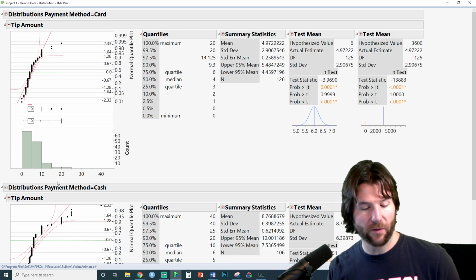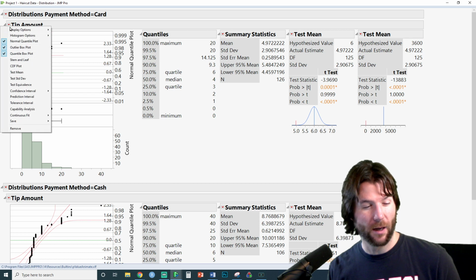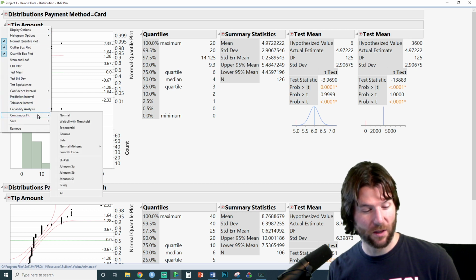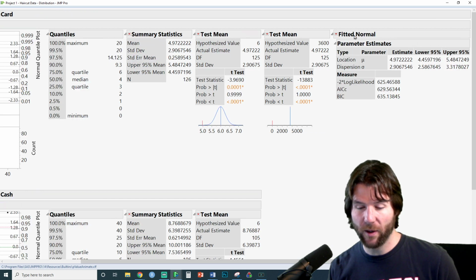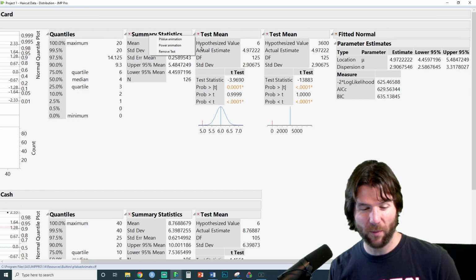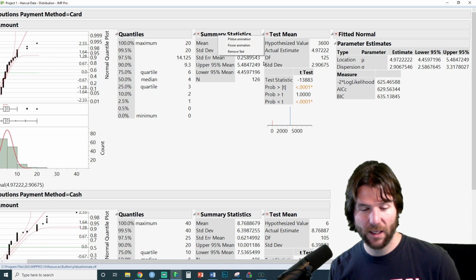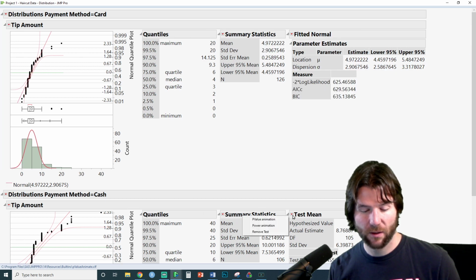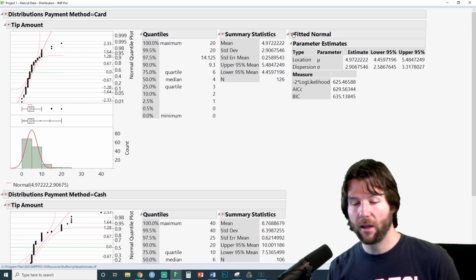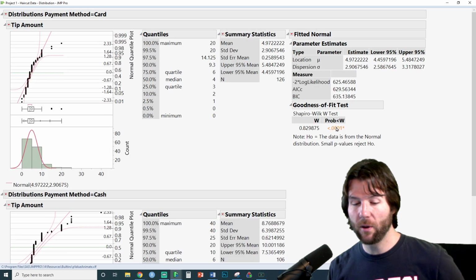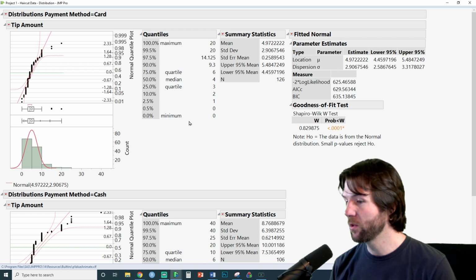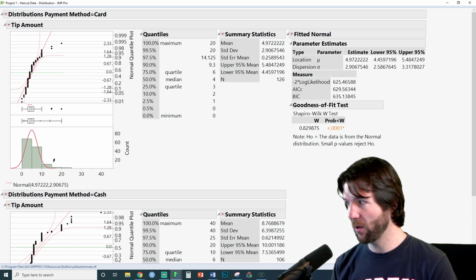Let's do this over here on jump. I'm going to go to continuous fit. Once again, you can always slow the pause down. Go to normal, and it fit the normal curve on here. So let's remove some output: remove test, remove test, remove test, and then we're going to go to goodness of fit test. There it is. If you notice, the p-value here is low, so I'm going to reject that this is normal. But this goes back to something I said earlier.